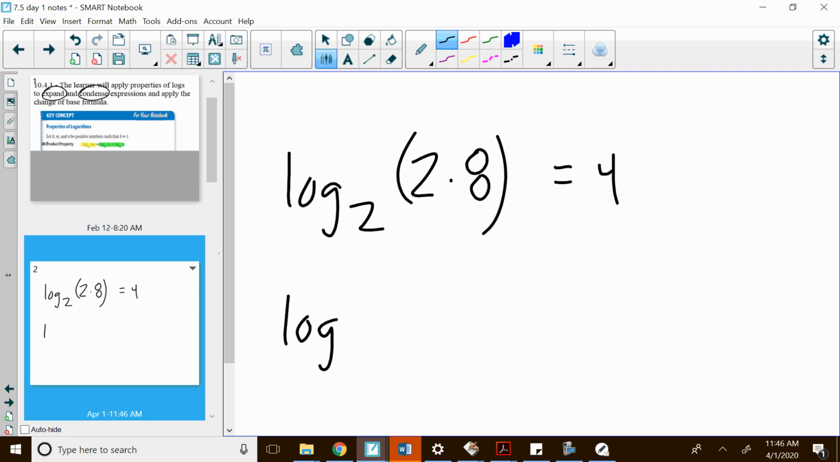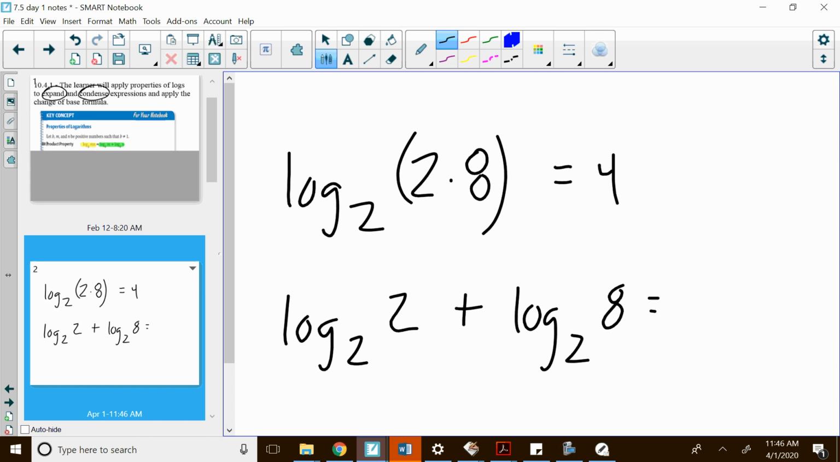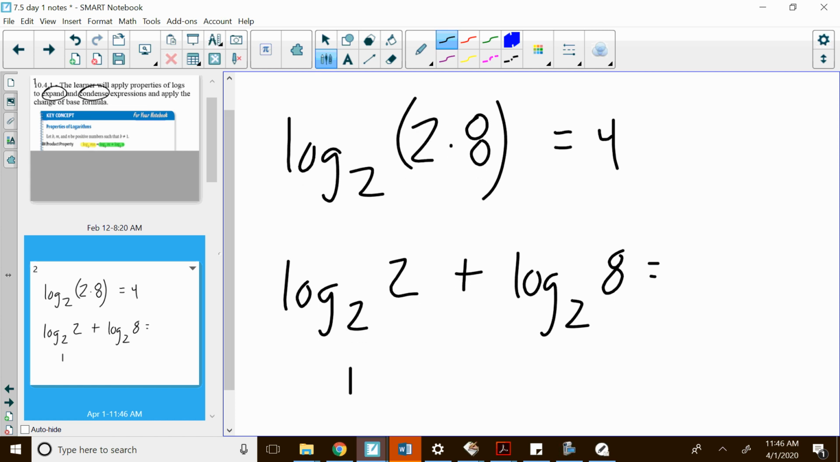And watch this. We can actually separate this out. It says our product property. That's the log base 2 of 2 plus the log base 2 of 8. Let's make sure that works. What's the log base 2 of 2? That's 1. What's the log base 2 of 8? That's 3. 1 plus 3 is, voila, 4.